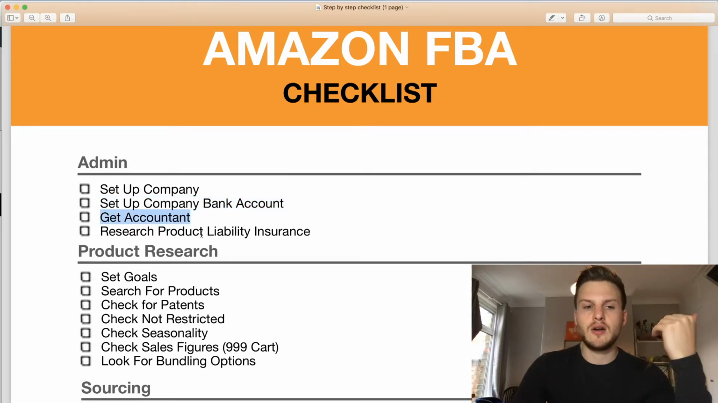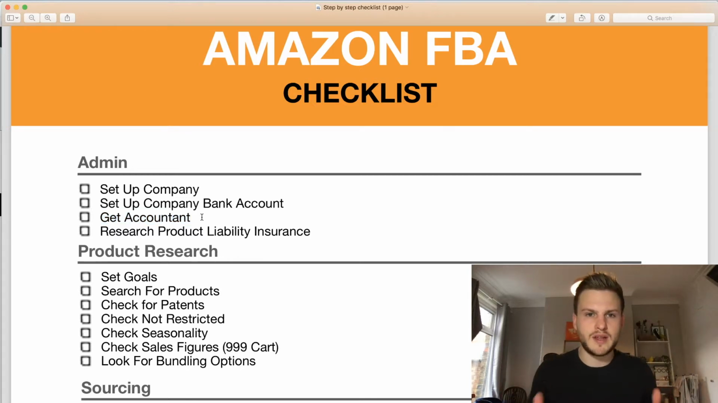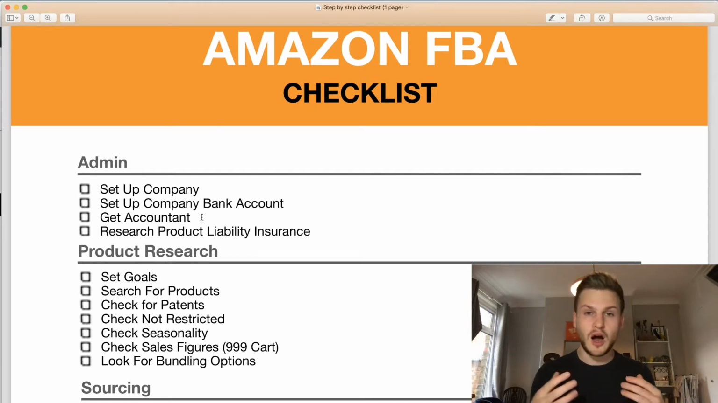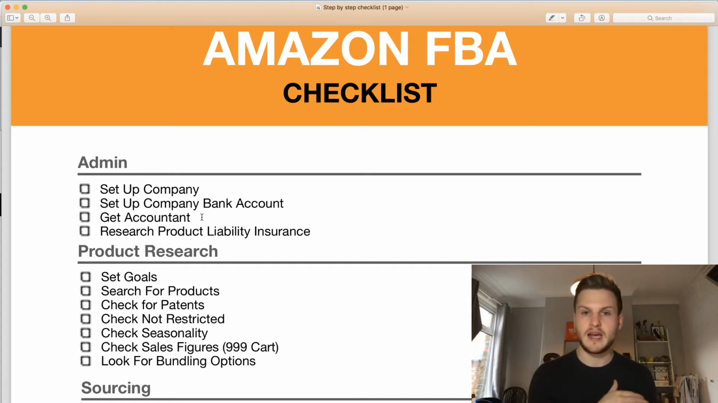The next thing I look at doing is getting an accountant. Now, there is a massive misconception with accountants. A lot of people think that you have to pay them monthly. For the level of business that we're going to be operating, we're not going to be running payroll, we're not going to be doing loads of complicated stuff. You probably won't need to pay an accountant monthly because they'll be doing pretty much nothing for 11 and a half months out of the year.